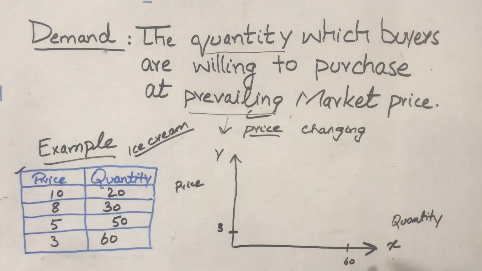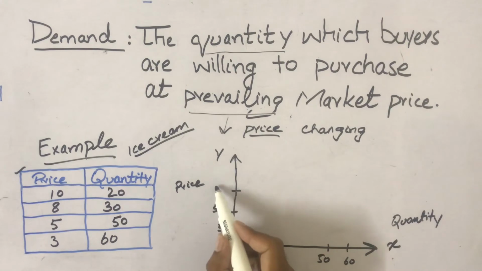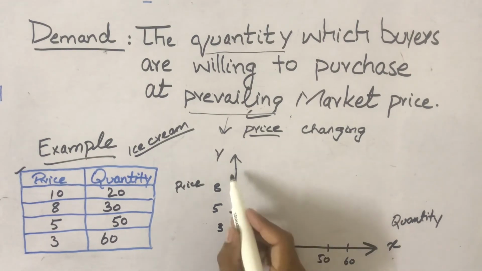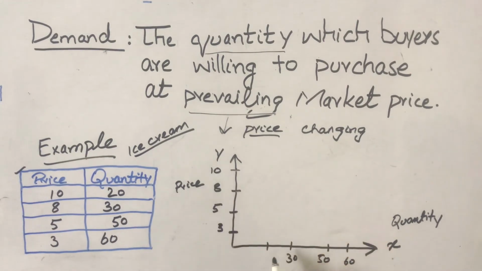Goods will be sold out at the price of 3. Now when the price goes to 5, the demand reduced to 50. Price goes higher at 8, the demand will become 30. And then when the price goes to 10, the demand will be 20.